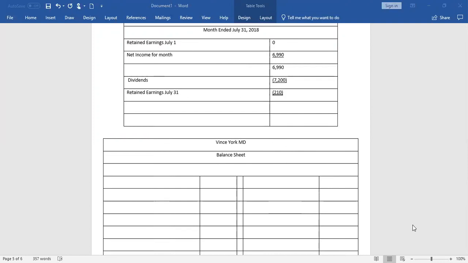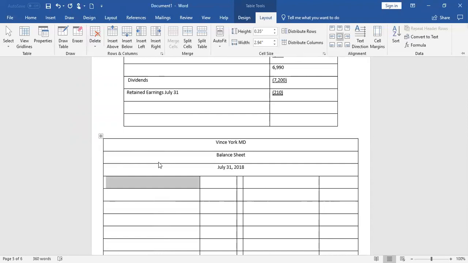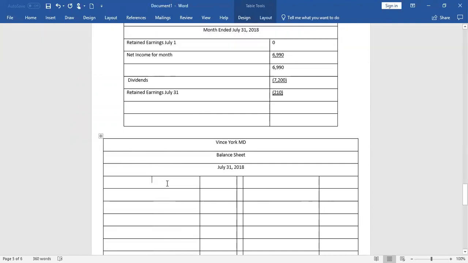Awesome. Okay, let's go to our balance sheet. Vince York, MD, balance sheet. Remember, this is always as of a specific date, so it would be July 31st, 2018. On the balance sheet, remember, we are listing assets, liabilities, and stockholders' equity. We'll start on the left side. We're going to list the assets.